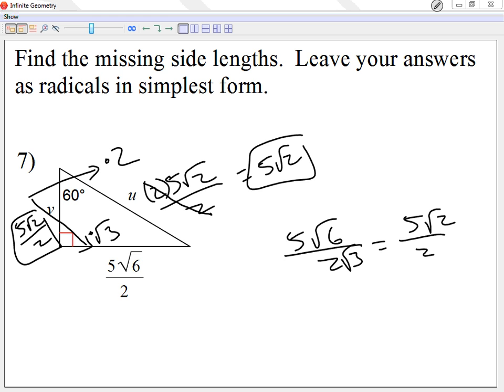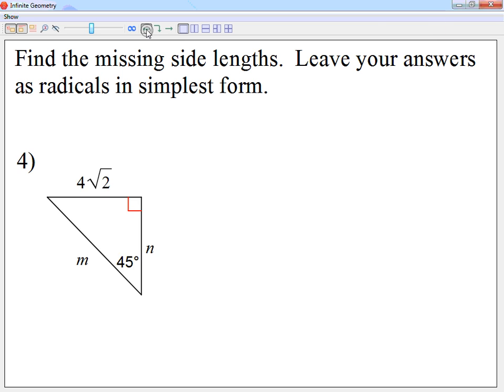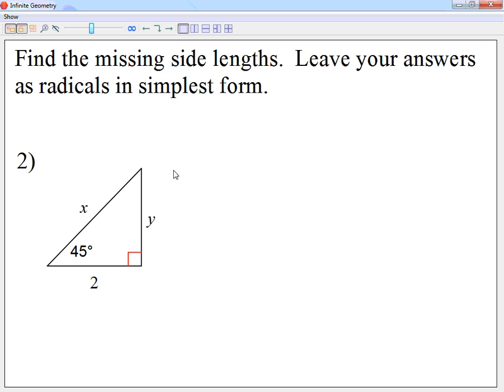Alright, let me get to number 2 first. Let me take a look at number 2. Because this side is 2, I'm going to say y is also 2. Those sides are equal. Now for x, let me start with the 2 that I have. But here I have to multiply by radical 2. So I get 2 radical 2.